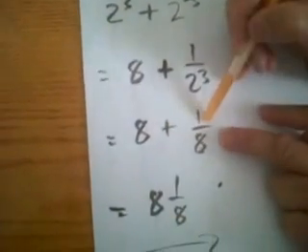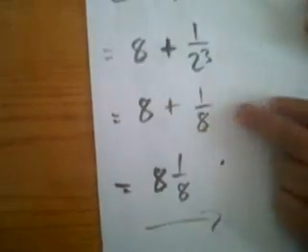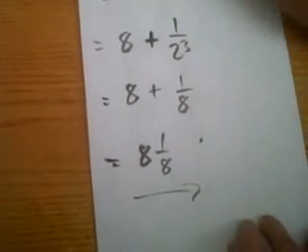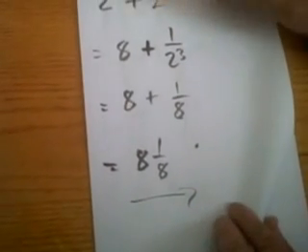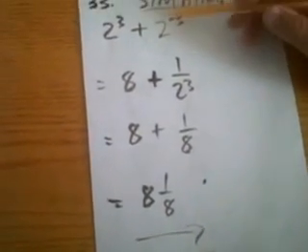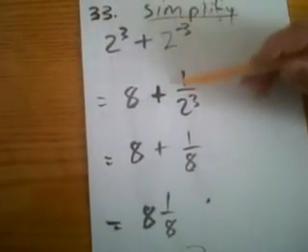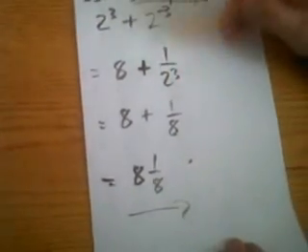So 27 plus 1/8 is 27 and 1/8. Looks difficult, but it's very easy. This is the rule you must know. That 2 to the power minus 3 is the same as 1 over 2 to the power 3, because when you bring this up, it changes to a minus.